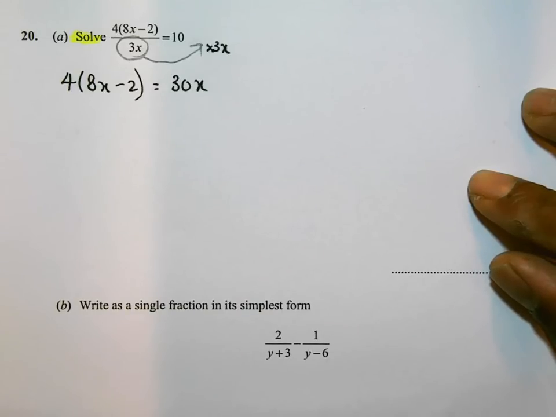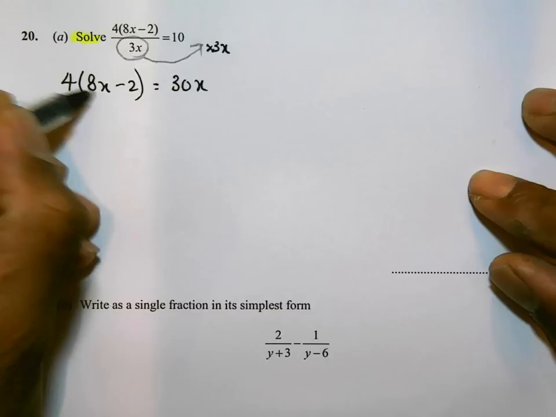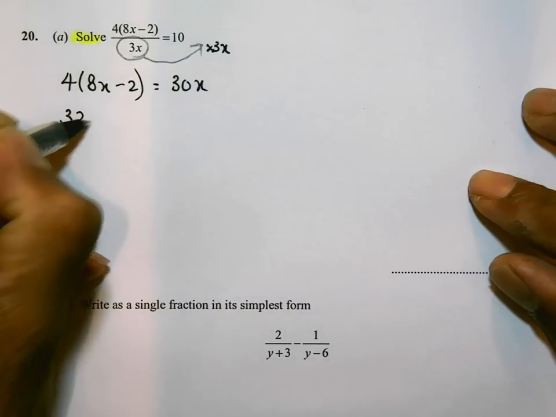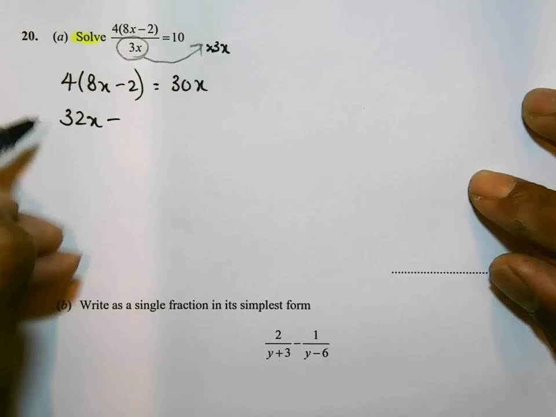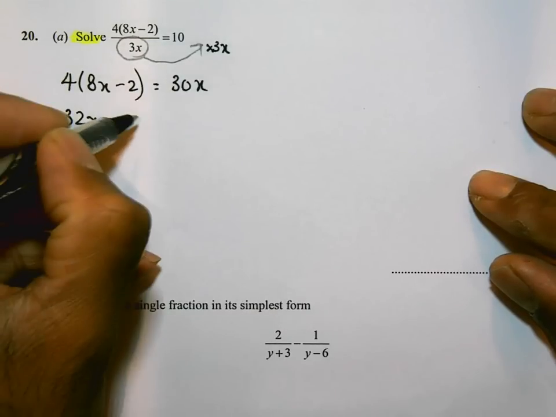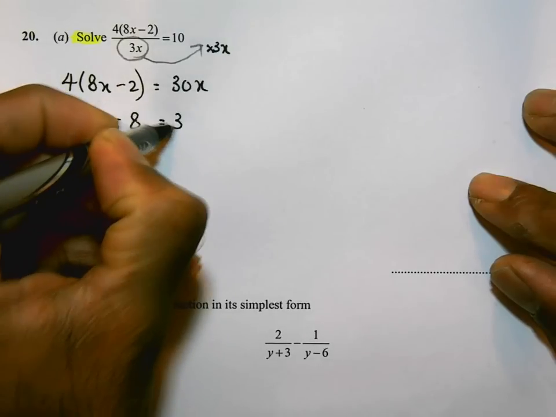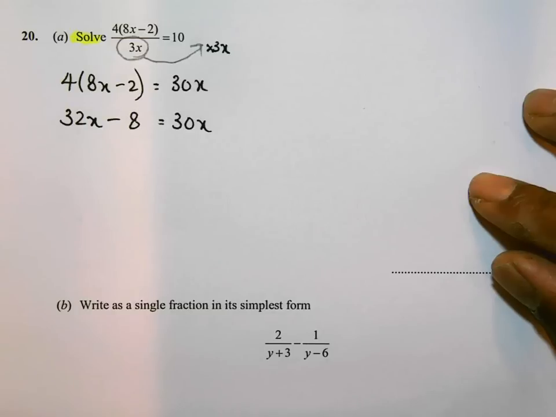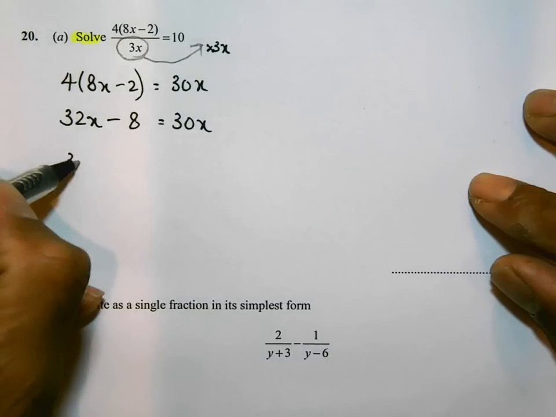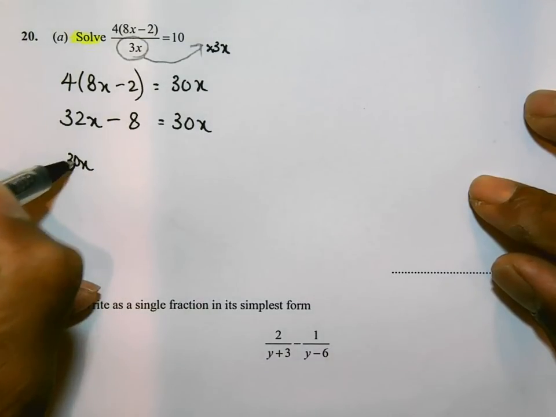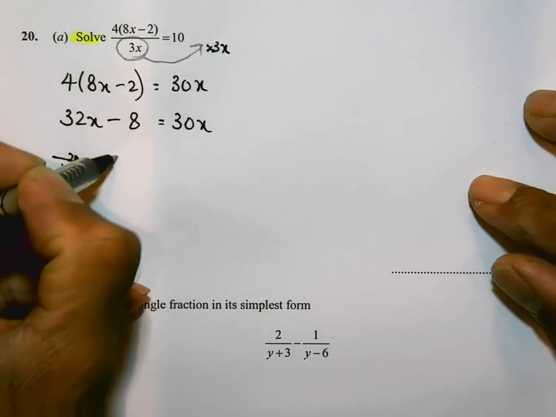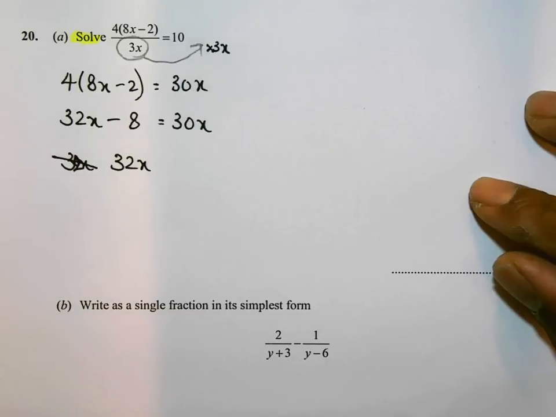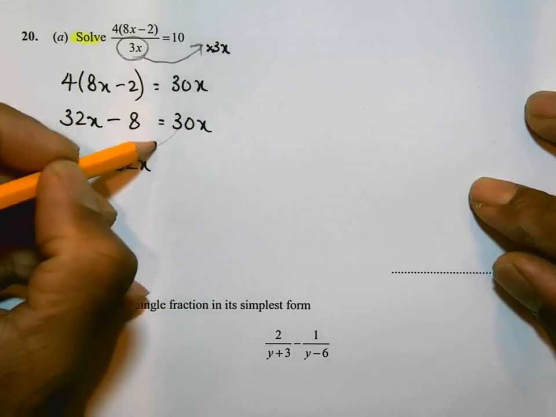If I multiply the brackets now, I'm going to do 4 times 8, which is 32x, minus 4 times 2, which is 8, and that's equal to 30x. I'm going to bring all the letters onto one side, all the numbers onto the other, so I'll bring that 30x across. 32x is going to stay put. I'm going to bring the 30x across to this side.